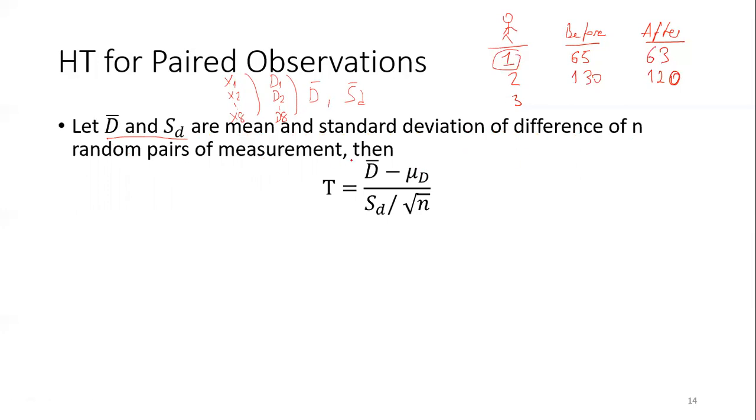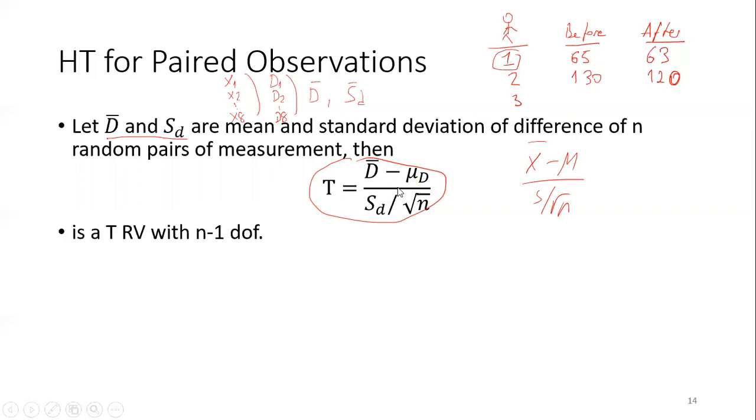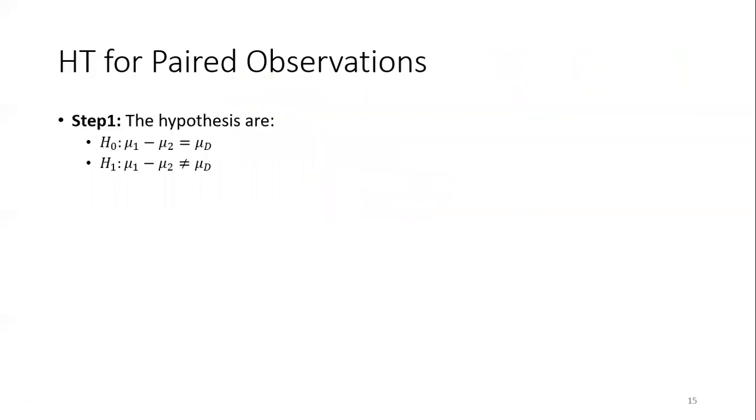Then, this is something we know. This is just like X bar minus mu divided by S divided by root n, right? So this is D bar minus mu D divided by S sub D over root n. So this is the t random variable with n minus 1 degrees of freedom.